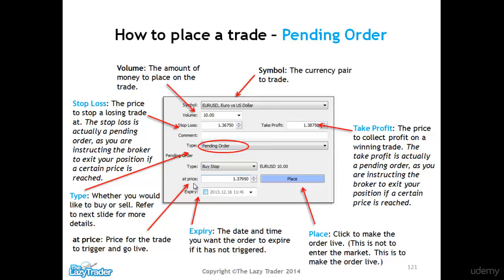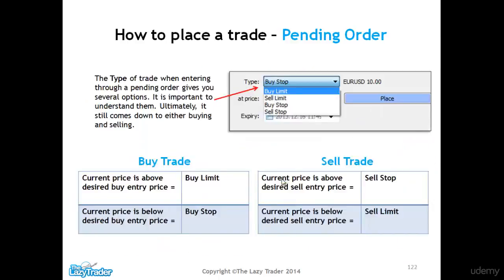The expiry date and time is optional, although we recommend that we always say if it's not triggered within a day, we just want to delete the order. This is typically our style of trading based on our strategies. And then we just place the trade and let it do its thing, let the market come to us. And if it does come to us, we'll be triggered into the trade. If it doesn't come to us, then we just delete the order.